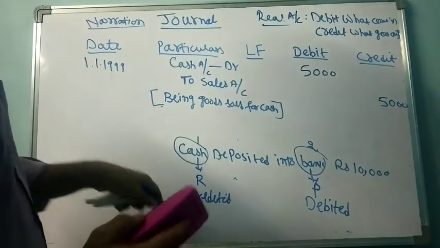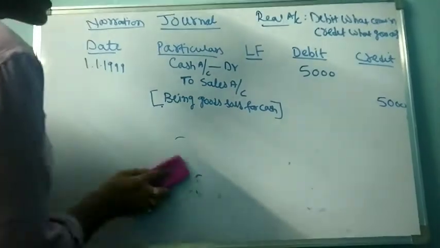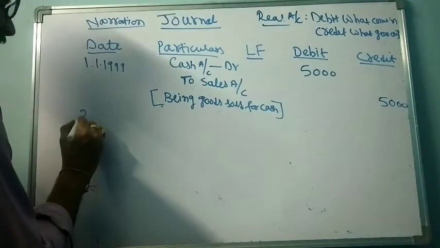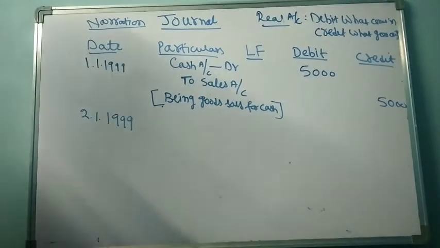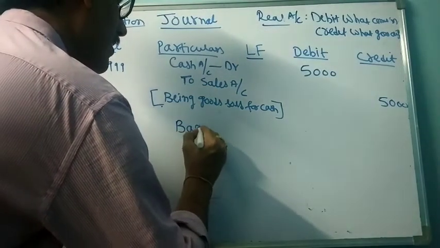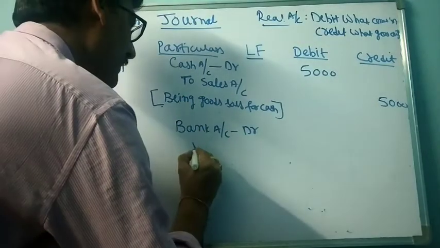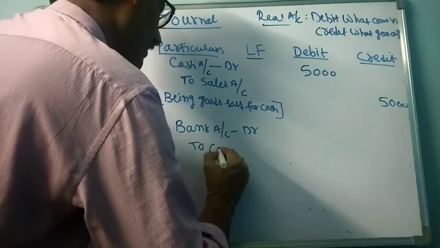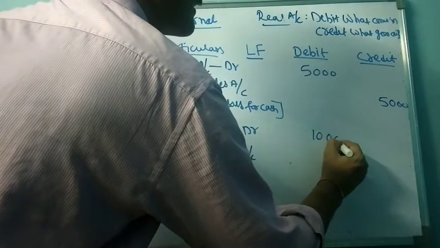What is the credit part here? Cash. How to record this? In a similar way to how we recorded goods sold for cash. Let us assume that the transaction took place on 2nd January 1999. Which part has been debited? Bank. So you should always write the debit part first. Bank account debtor. Always begin the credit part with 'To', just like your surname. And write down cash account. Amount is 10,000. Don't write anything in the ledger folio column.